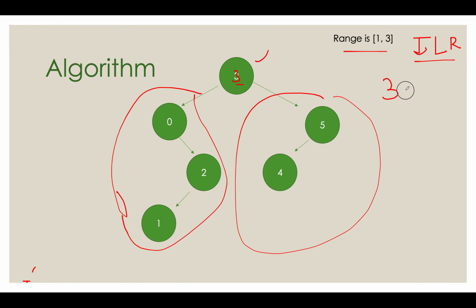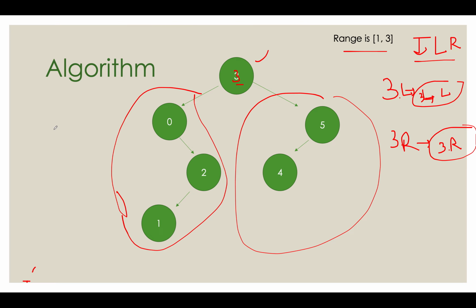We attach 3 to whatever the result of the left subtree would be: 3 dot left would be the transform of 3 dot left, and 3 dot right would be equal to whatever the transformed subtree would be starting from 3 dot right. So 3 dot left is this, 3 dot right is this. And let's move in the recursion stack. Since we got 3 dot left first, let's iterate over the left subtree.